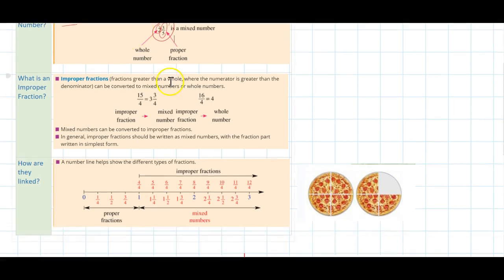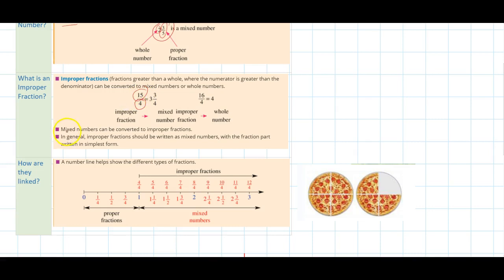Now the difference is that improper fractions are greater than a whole, so they are similar to mixed numbers. However, they are where the numerator is greater than the denominator. In this case, you'll see that the numerator, the number on top, is bigger than the denominator. That's what we call an improper fraction.